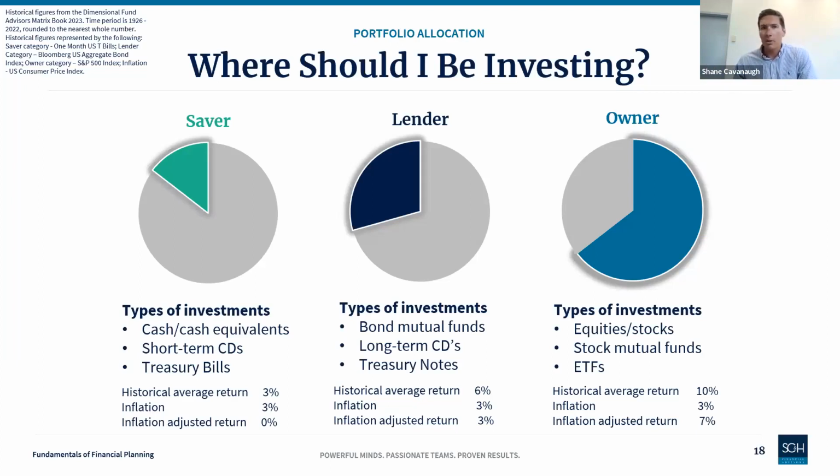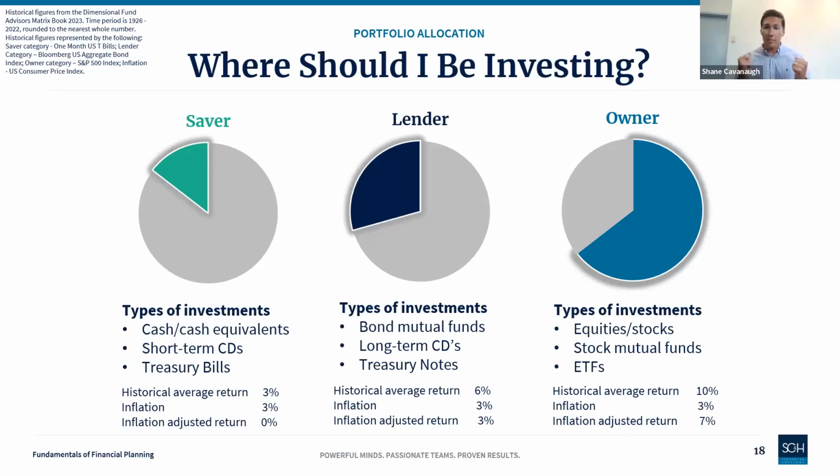Lenders, think of this as what you would typically think of as bonds. You're lending companies and countries and even cities money, with the intention of receiving interest payments and a return of principal at the maturity of that term. So these are things like bonds issued by companies, bonds issued by municipalities for infrastructure projects, longer term certificates of deposit, and Treasury notes issued by the government.